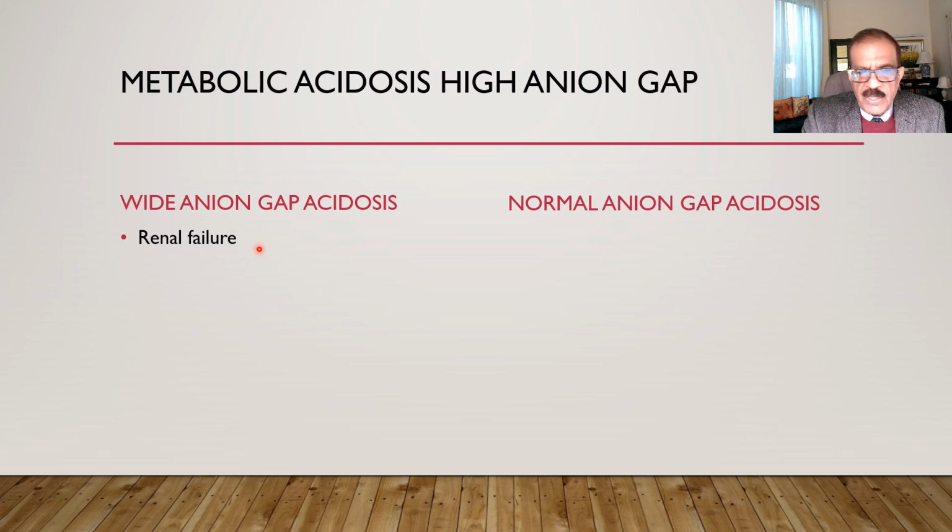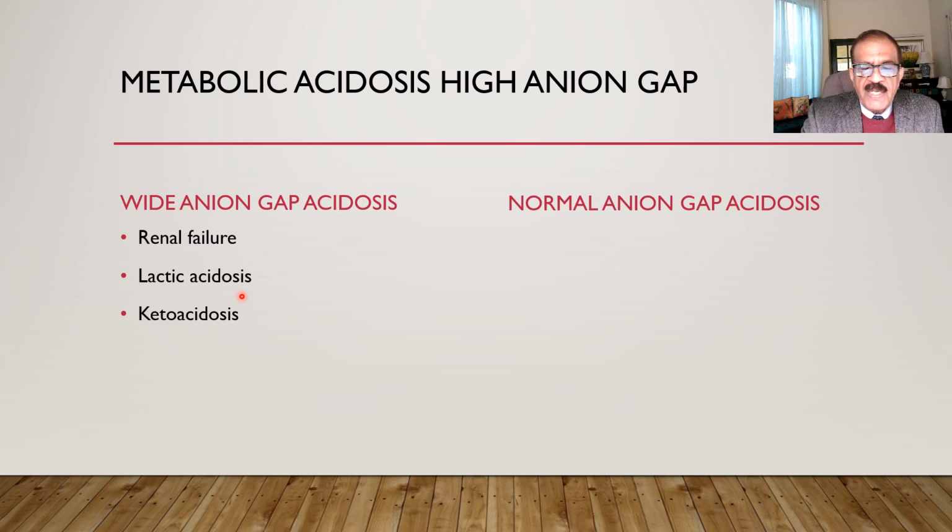They are accumulated in the body. Lactic acidosis, lactate. Lactic acid is also an anion, and that is accumulated in lactic acidosis. There are so many conditions, shock and sepsis and poisoning, where there could be lactic acidosis, ischemia. Then ketoacidosis. We confront this condition very often.